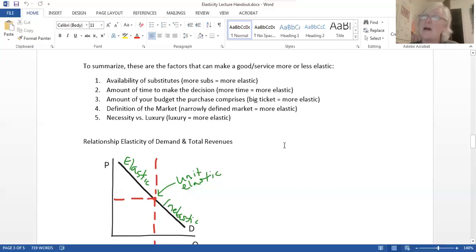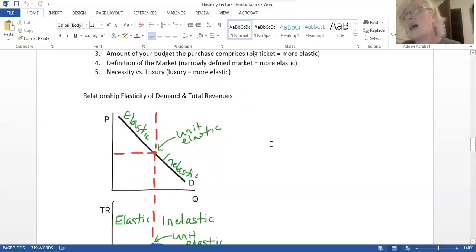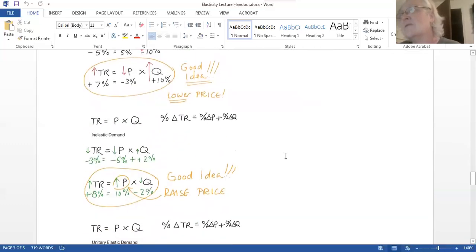People have a hard time because it's opposite. You want to go narrow is small? No, narrow, big number; broad, small number, when we're talking about elasticity. Okay, so a narrowly defined market is more elastic. Necessity versus luxury. Luxury, obviously more elastic. Necessity is more inelastic. We talked about that. Lastly, I think this is last. Oh no, a little bit more.